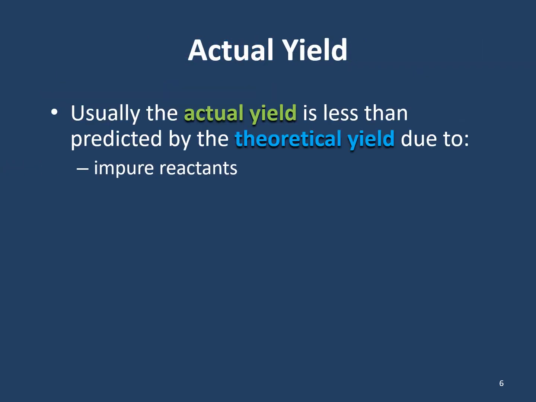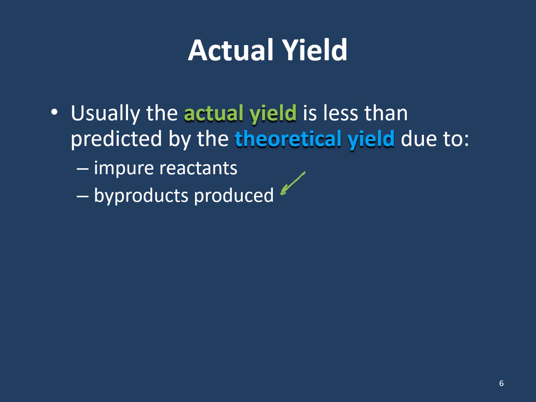Okay, so actual yield usually is less than your theoretical yield. This is due to a number of reasons, such as impure reactants. Usually in chemistry labs, we use 99.999% pure reactants, but there's still that 0.001% there that is a little bit impure. So it might affect your results very minimally. That's not usually a big one.